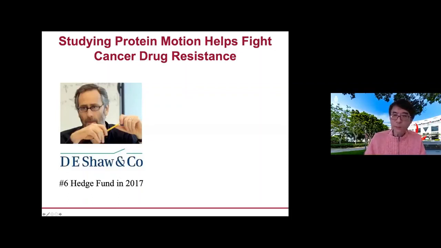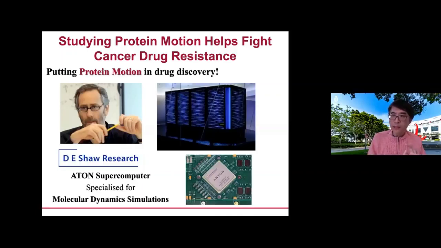And in his spare time, he invested a lot of money into designing a special purpose machine just for the simulation of protein motion. Because David E. Shaw is a computer scientist, his expertise is high performance computing. And he actually designed this Anton supercomputer, right?